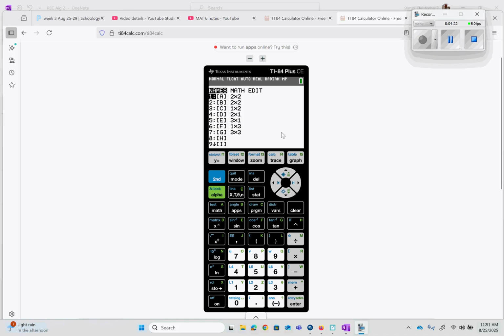Next one, we have matrix H, which is a 2 by 3. So that's going to be -1, 5, 0, 6, 1, 6. Second matrix.